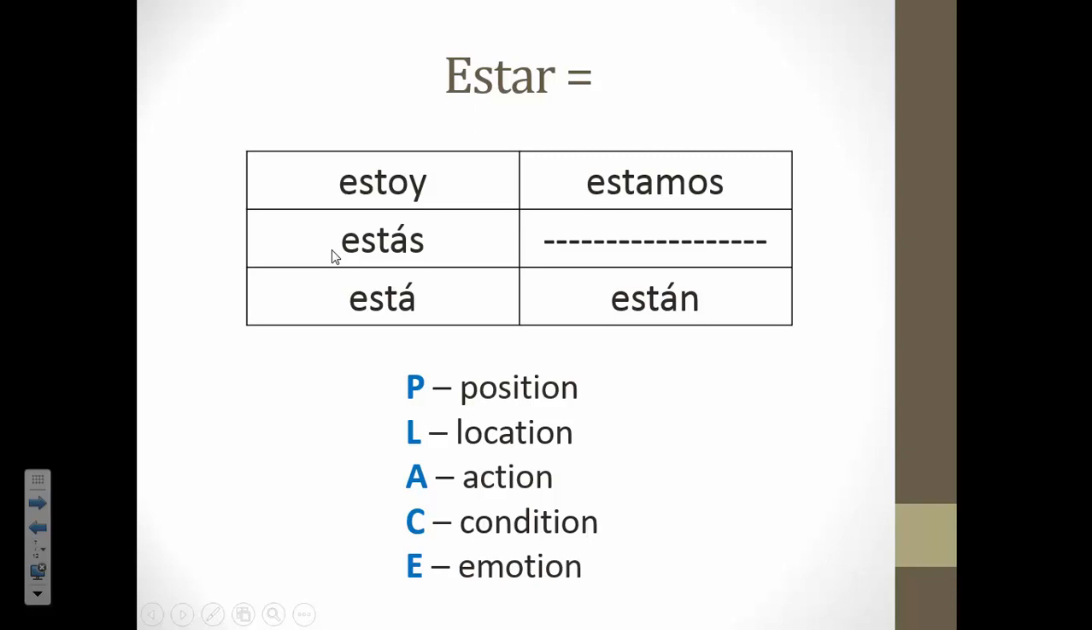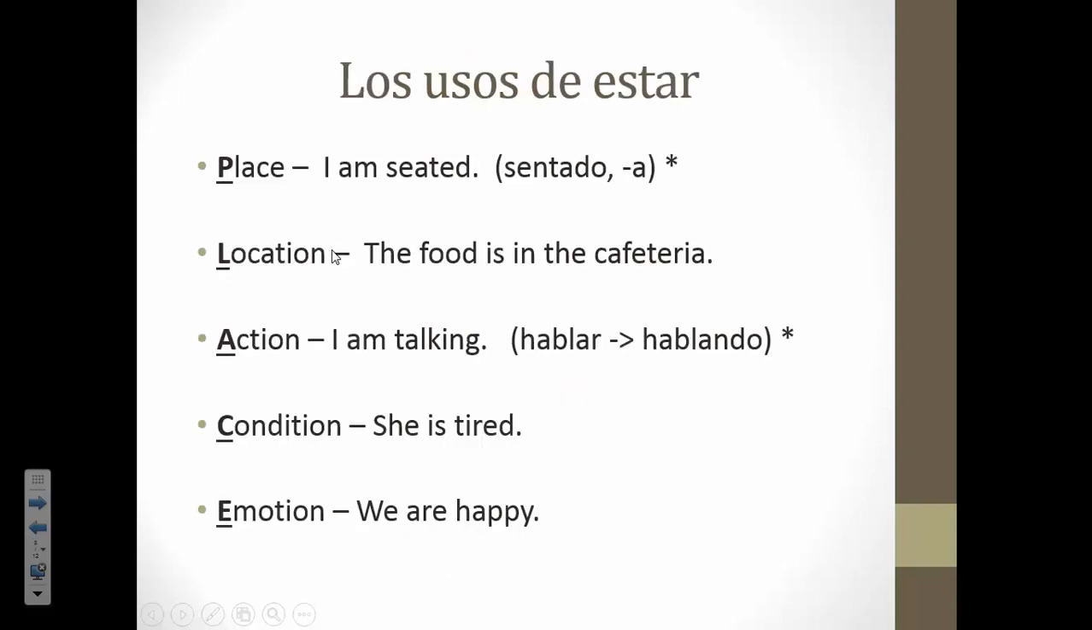So just like we had an acronym for ser, we have one for estar as well. Notice we can spell out the word PLACE in order to know when to use estar. The P stands for position, where something is positioned. L is location, where something or someone is located. A is for action. C is for condition, like what condition someone or something is in, and E is for emotion, or how someone is feeling. So the acronym PLACE can be used to help you remember when to use estar.